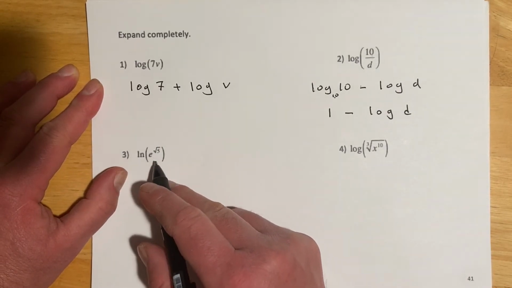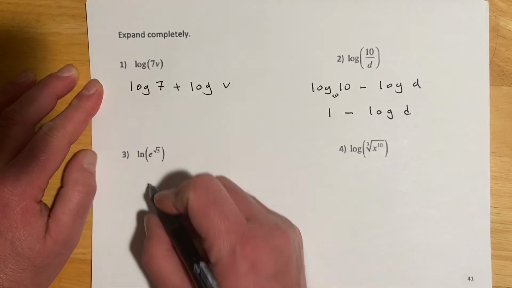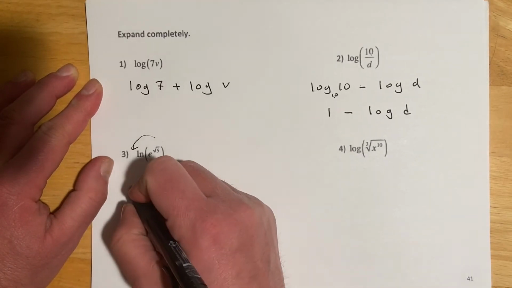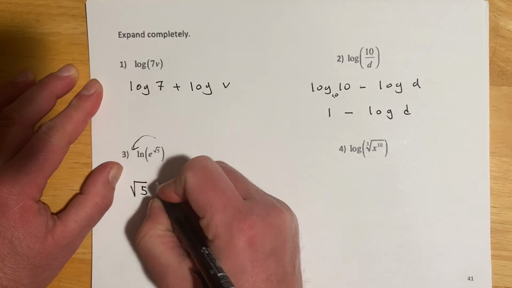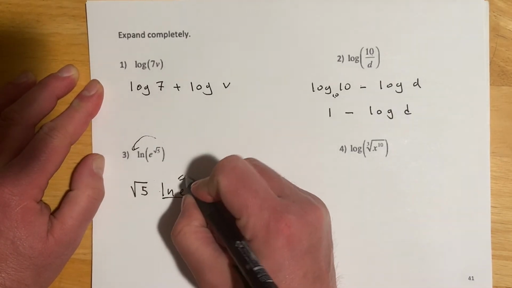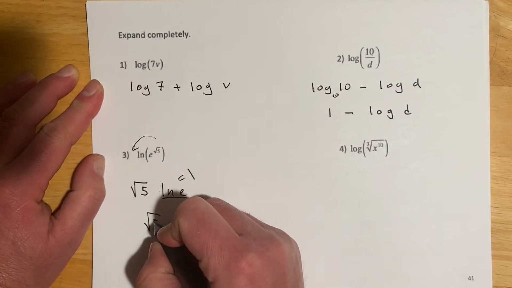Ln e to the square root of 5. So square root of 5, that's an exponent. So using property 3, I can bring that down front. So square root 5 ln e, and then ln e equals 1, and so this is just root 5.